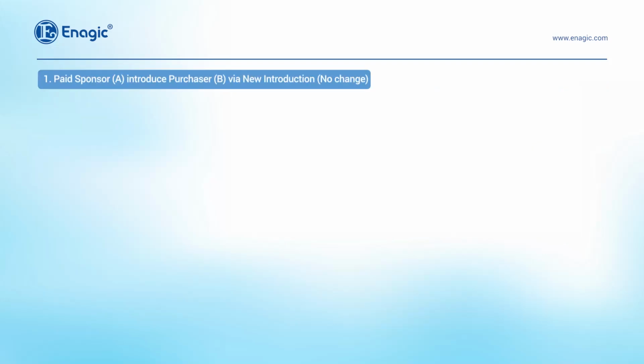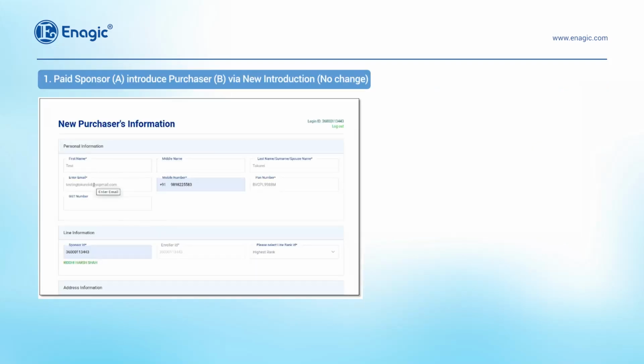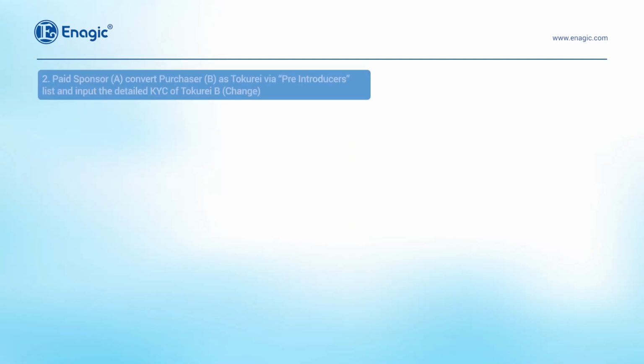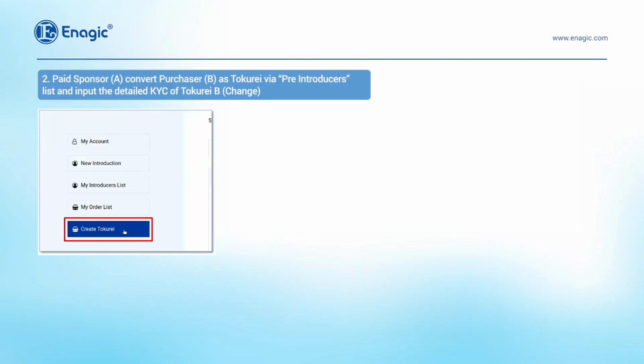1. Paid sponsor A introduces purchaser B via new introduction, no change. 2. Paid sponsor A converts purchaser B as Tokure via pre-order introducers list and inputs the detailed KYC of Tokure B. Change.